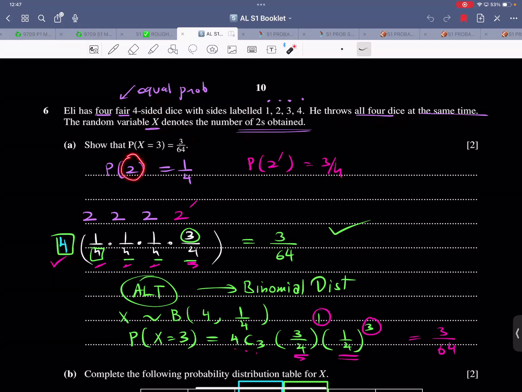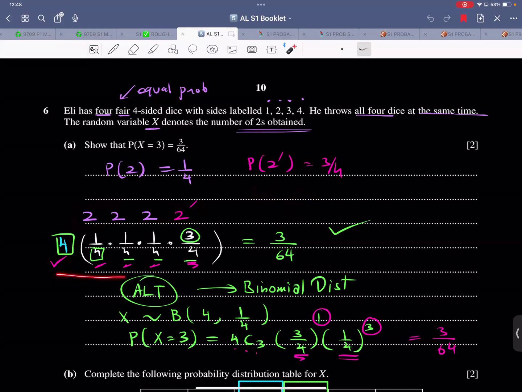Now, probability of getting a 2 is 1 out of 4. Not getting a 2 is 3 out of 4. You are throwing 4 dice. So X is equal to 3 means 3 2s and 1 is not a 2. So that is 2, that is 2, that is 2, that is not a 2. And this can be arranged in 4 factorial divided by 3 factorial ways.